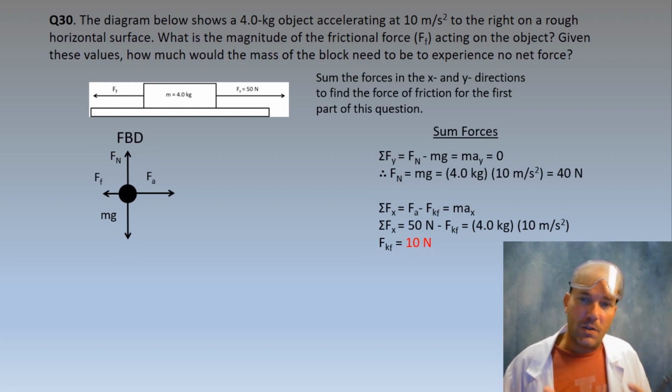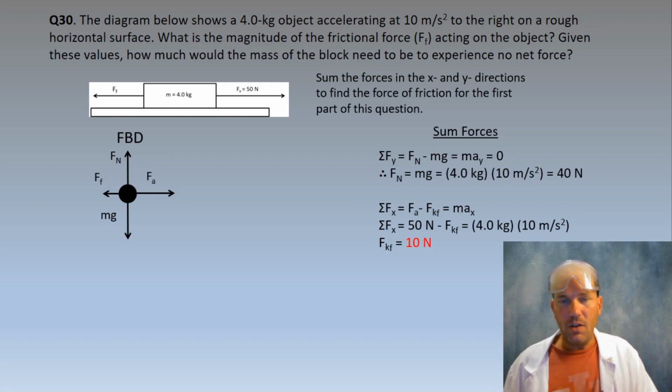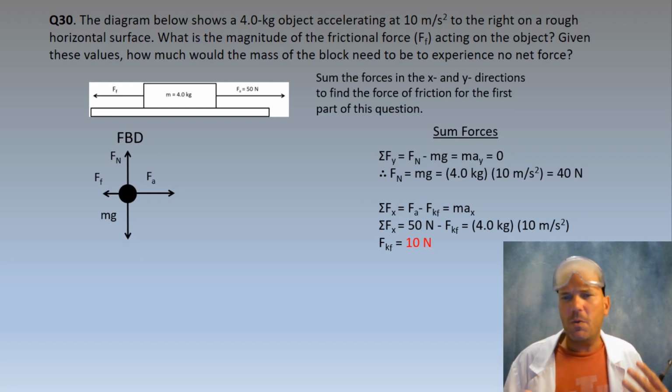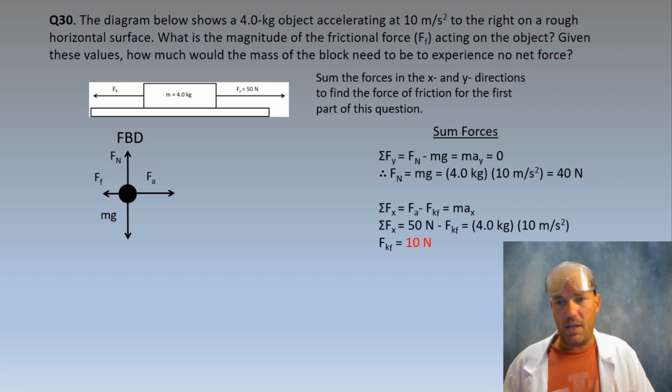Now let's look at the horizontal summation. Calling right positive, left negative. The force applied minus the force of kinetic friction, because it's moving, is equal to the mass multiplied by the acceleration of the object horizontally.